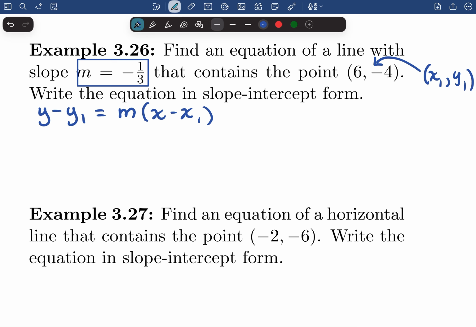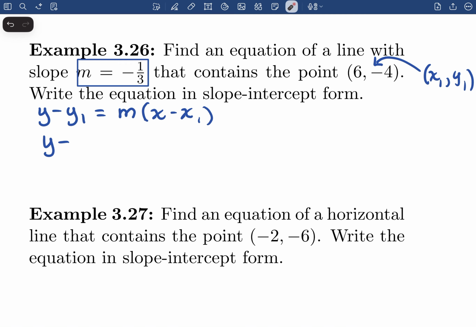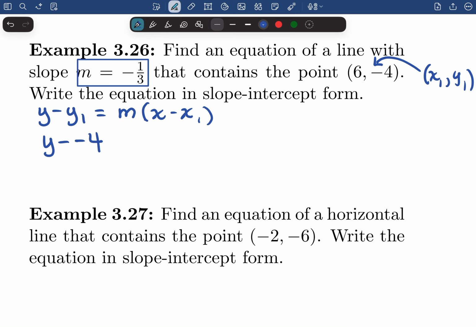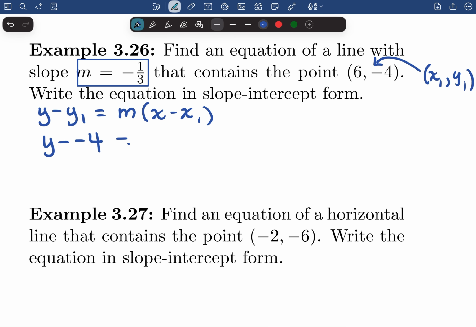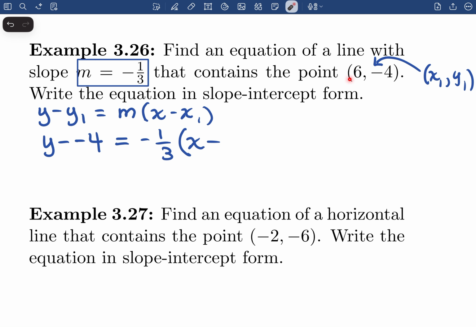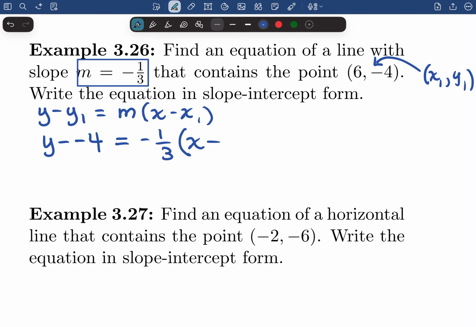Now let's input the things we know, like y minus, now look over here, y1 is negative 4. So I have y minus negative 4. And that's equal to m, the slope, negative 1/3, times x minus x1. Well, x1 is 6. So I'm going to subtract x1, which is 6. I've now input the point and the slope into this equation.